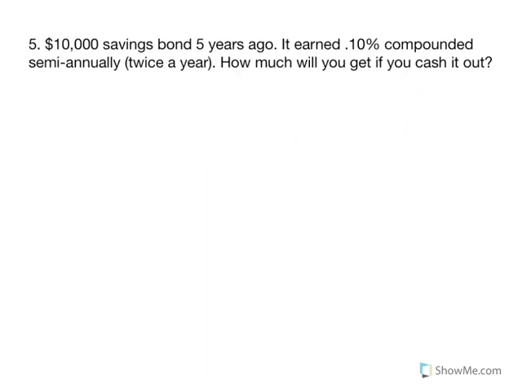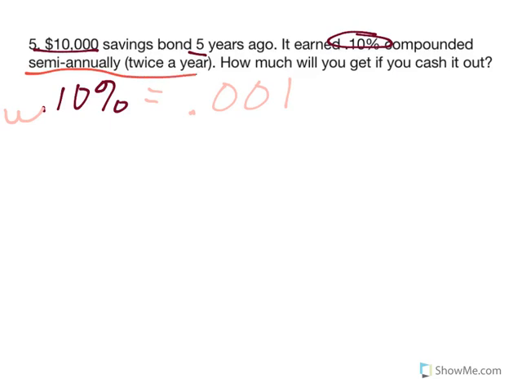Okay, number 5, you're talking about your grandmother who bought you a $10,000 savings bond. Couple things that I want to talk about first. We've got our principal, $10,000. We've got our time, which is 5 years. Now, a 0.10%. Remember, percent to a decimal is 2 places to the left. So this is 0.001 as a decimal. So I want to make sure we got that right. And we are doing this semi-annually, or twice a year. So that means n equals 2, because we're doing this twice a year.